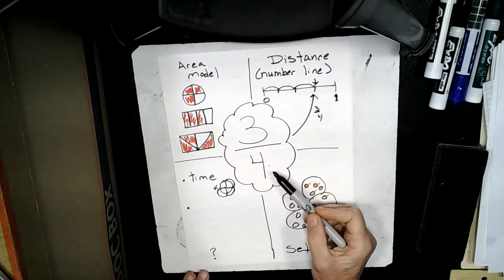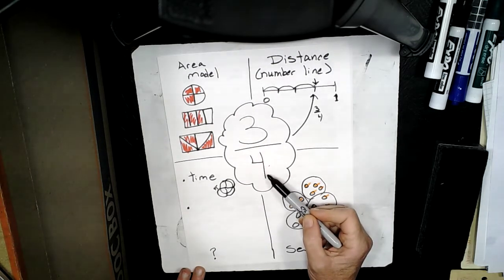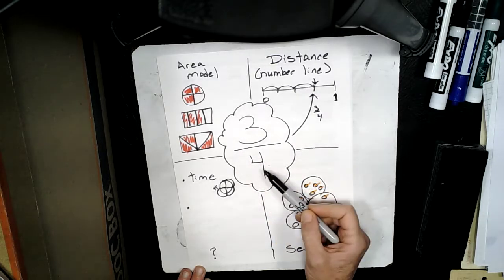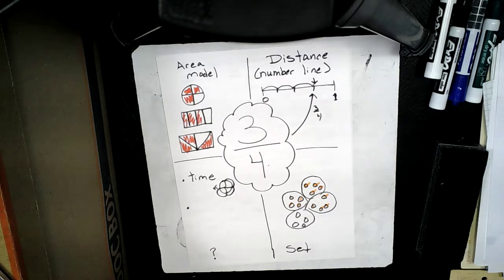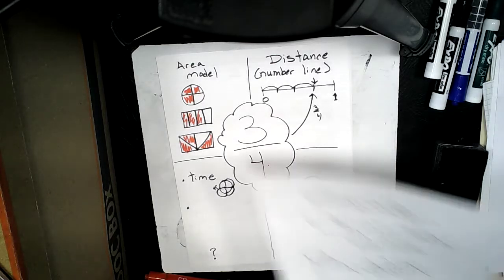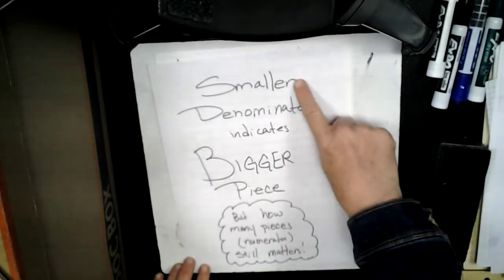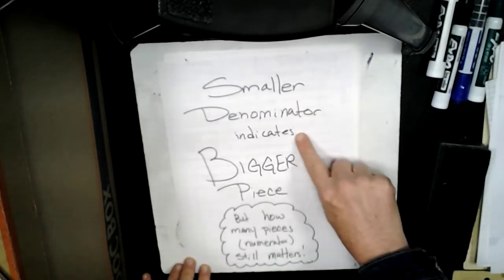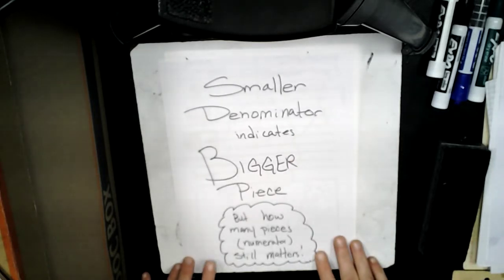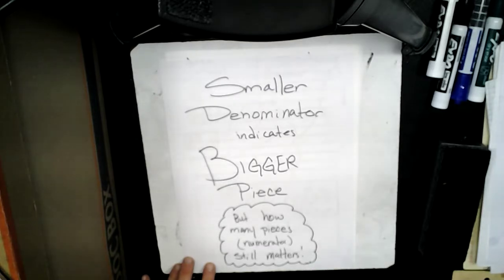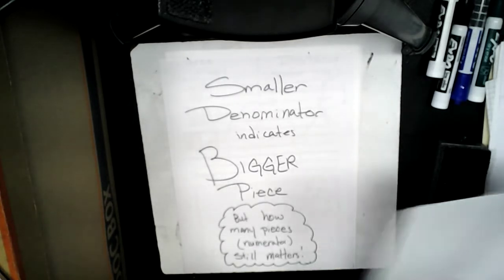Just remember, the denominator indicates how many parts the whole has been divided into, and the numerator indicates how many parts we're talking about. That brings us to the next part, which is this. A smaller denominator indicates a bigger piece. But how many pieces your numerator still matters. So to look at that, we'll just take a look like this.